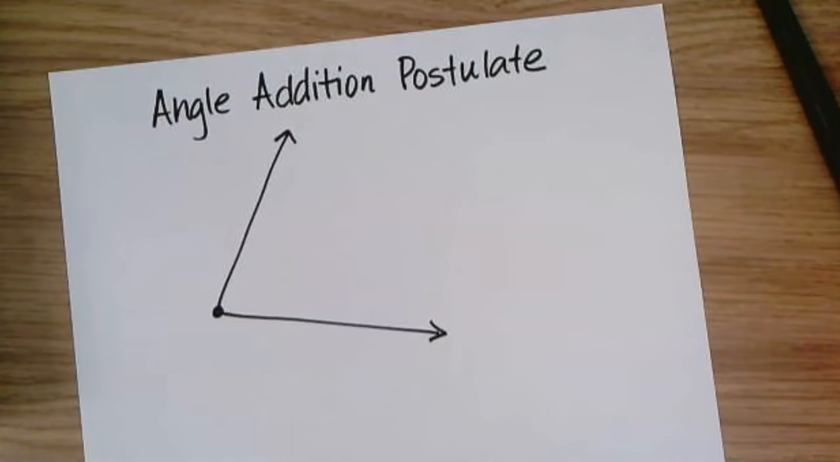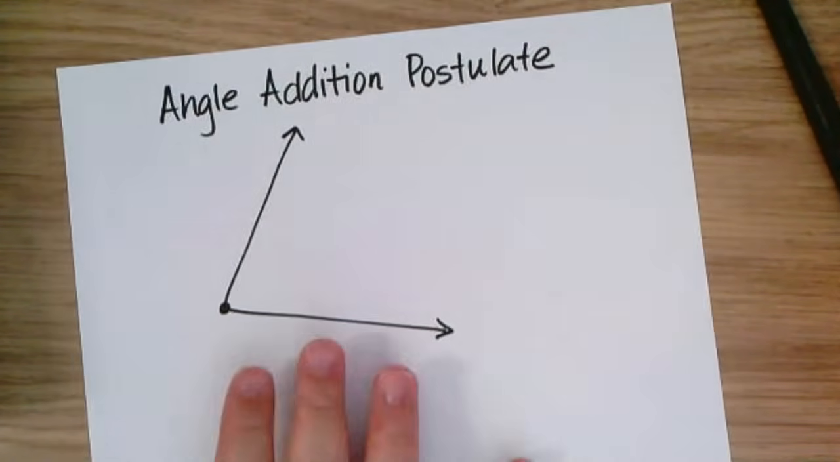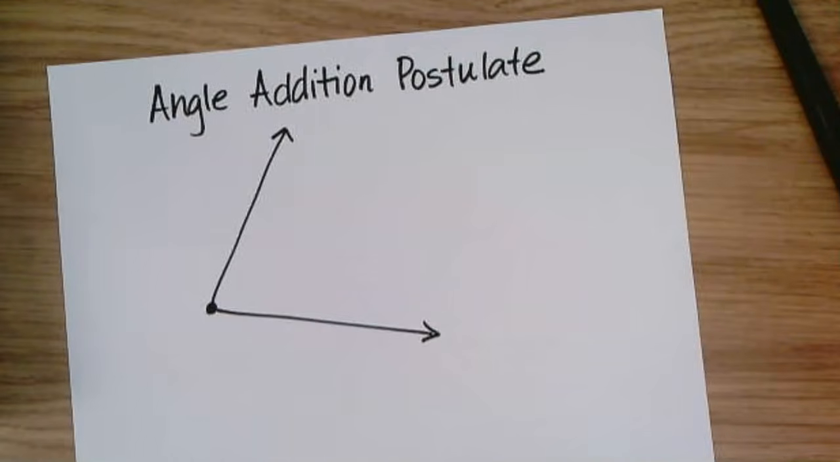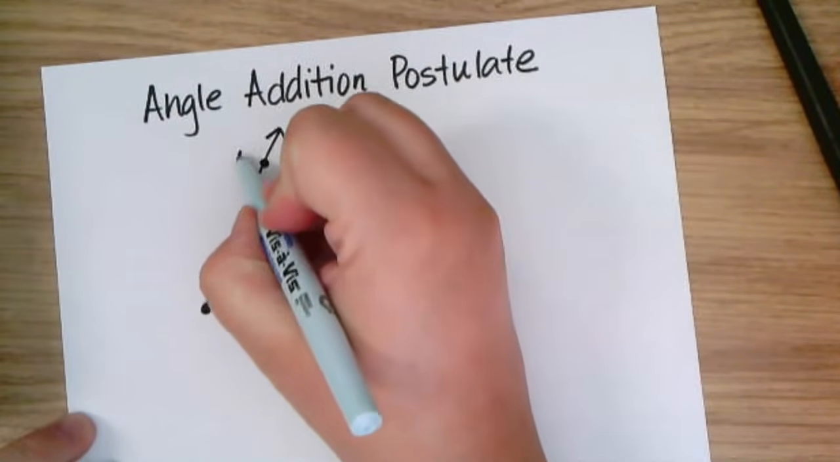Hi there, geometers. I am here to talk you through the angle addition postulate, what it is, what it means, how we use it, and give you some examples. So first of all, the angle addition postulate assumes you have an angle. Let's go ahead and name my angle ABC.